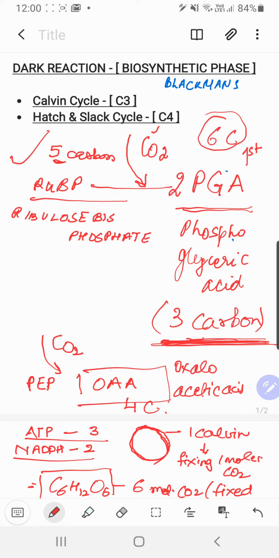So this is just a brief introduction about what the C3 and C4 cycles are, and then what the bioenergetics is, I mean how many ATPs and NADPHs coming from light reaction are used and fixed basically in this dark reaction.